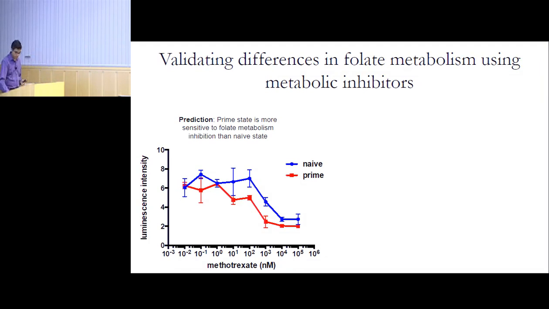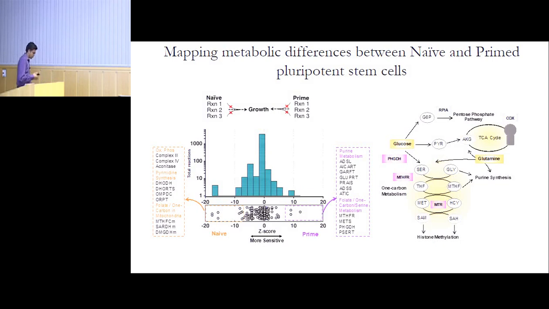Another really interesting prediction the model made was that even though the folate pathway was predicted to be higher in the primed cells, there's a small set of reactions involved in mitochondrial folate metabolism that are predicted to be more active in naive cells. So this is very interesting because when you do metabolomics, you do it from bulk cells. There is no information on mitochondrial metabolism or cytosolic metabolism.